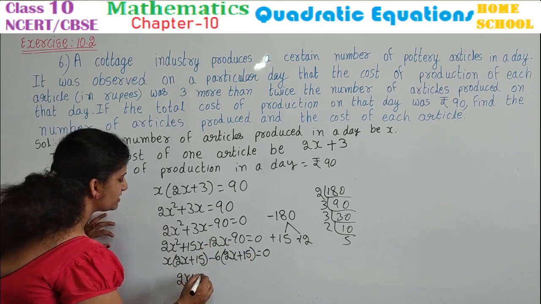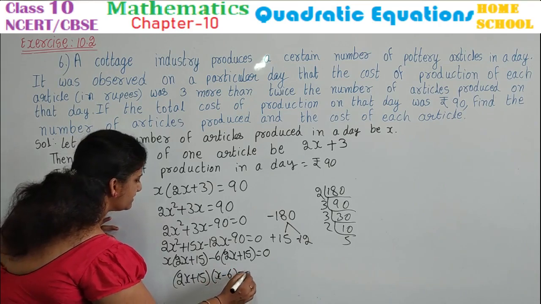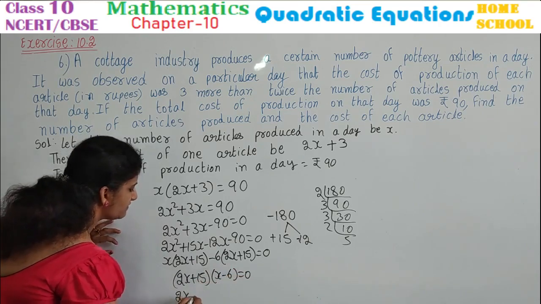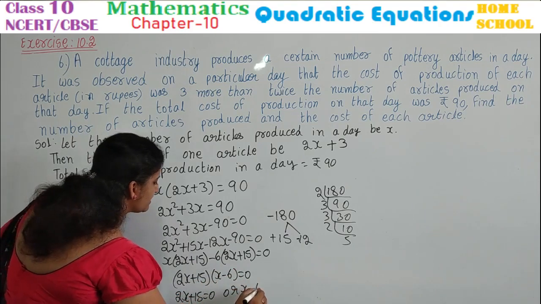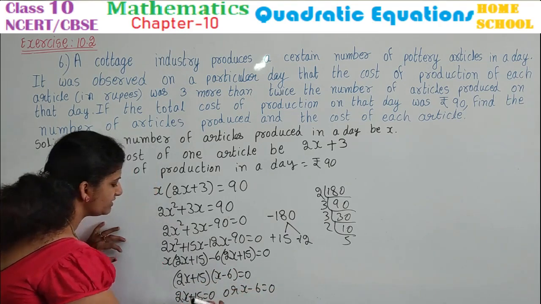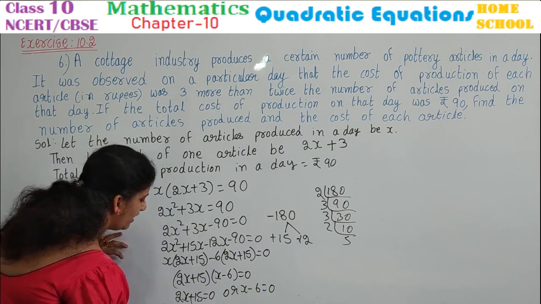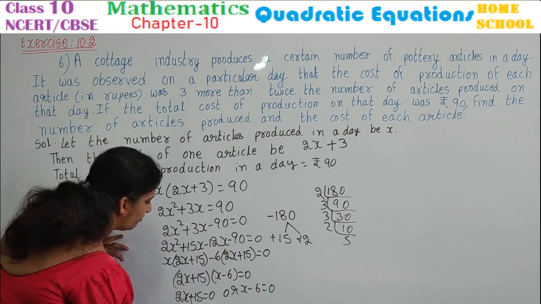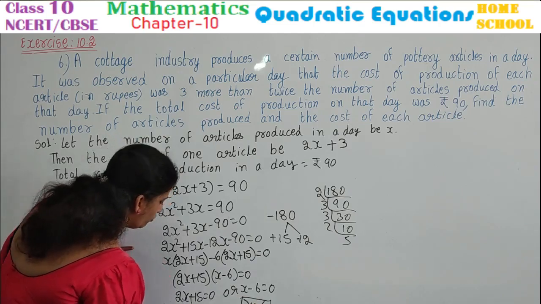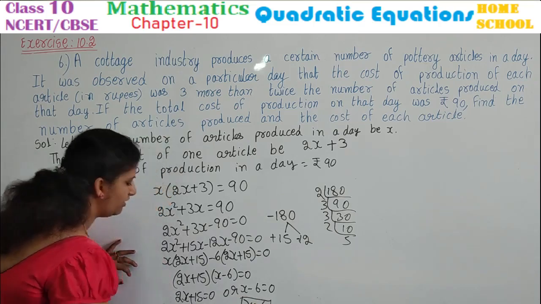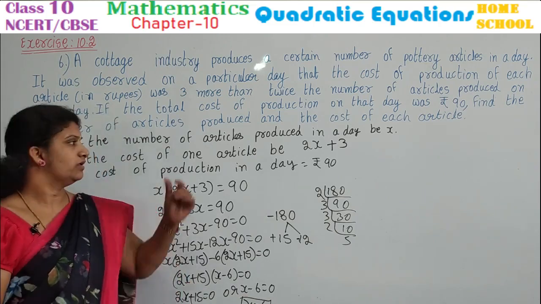2x plus 15 is common. Take out, x minus 6 equal to 0. 2x plus 15 equal to 0 or x minus 6 equal to 0. Bring this term this side. 2x is equal to minus 15. x is equal to minus 15 by 2. And here x is equal to 6. What are the roots of the quadratic equation here, children? x is equal to minus 15 by 2 and x is equal to 6.